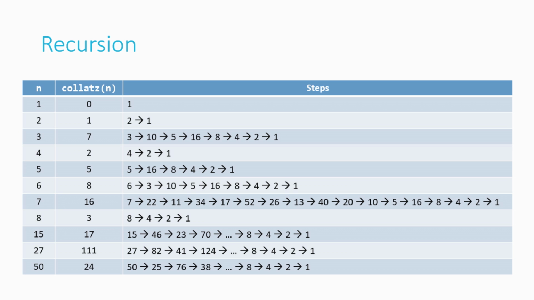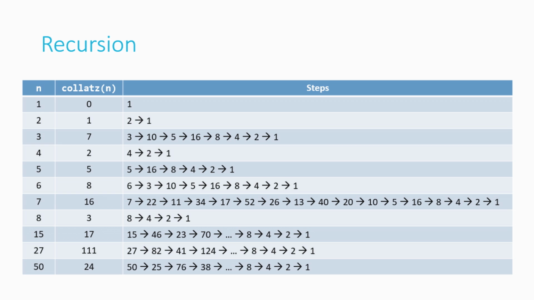Now, I've put up on the screen here a couple of test cases for you to see what these various collatz numbers are, and also an illustration of the steps that need to be gone through so you can see this process in action. So if n is equal to 1, collatz of n is 0. You don't have to do anything to get back to 1. You're already there. If n is 2, it takes 1 step to get to 1.